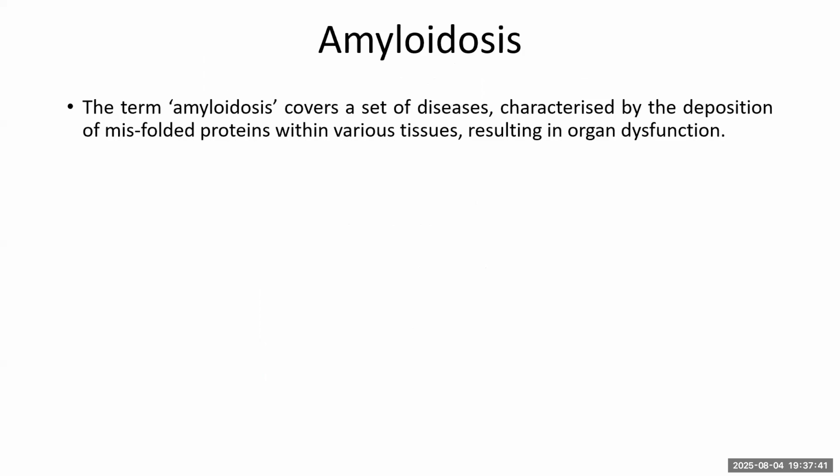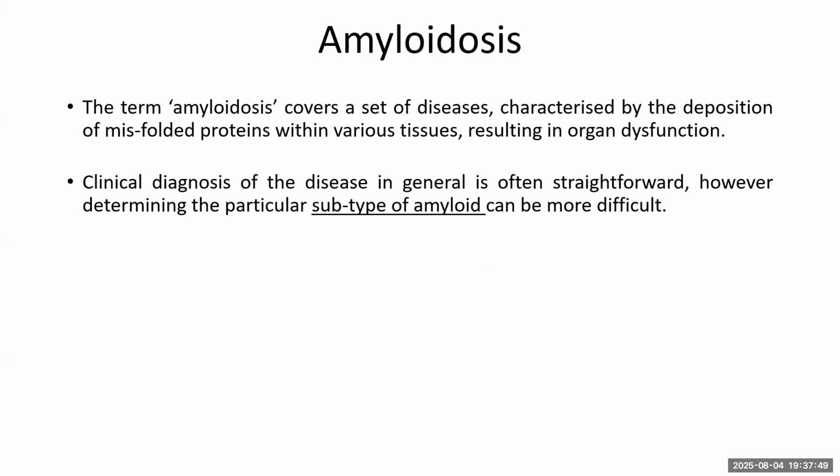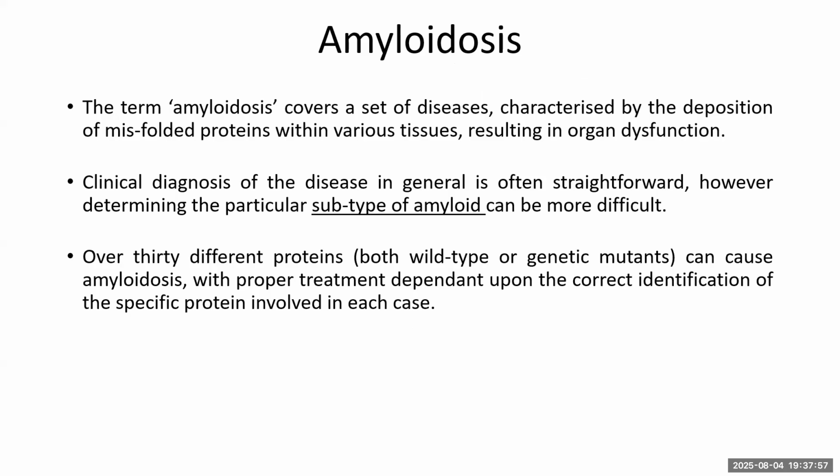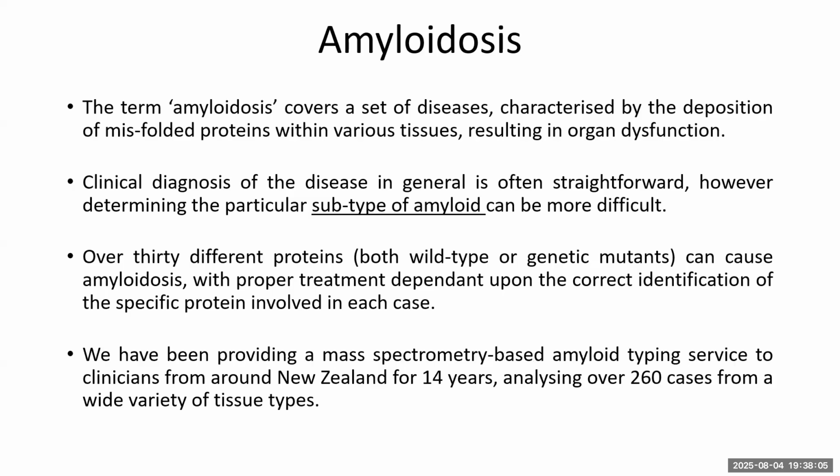A brief, possibly redundant slide for this audience, but just to have some key points stressed. Obviously, we're looking to uncover the causative proteins that are misfolding in these tissues. The diagnosis of the disease in general is often quite straightforward, but of course, the subtyping is the key part. There's obviously 30 or more proteins possibly responsible. And of course, the treatment depends on getting that correct identification.